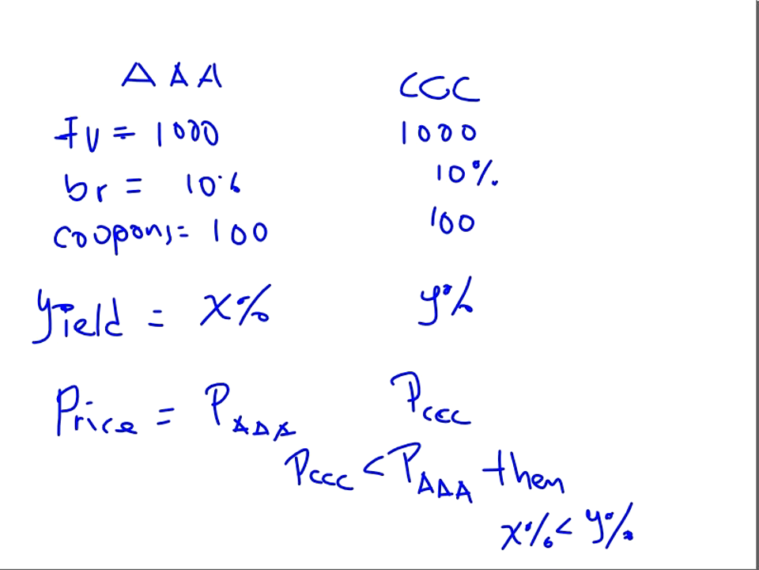The triple C bond would have a lower price than the triple A bond when everything else is equivalent in terms of face value, bond rates, and coupons. But at the same time, the yield would be higher for the bond that has more risk. In other words, if you're willing to take some risk, you might receive a better yield, but at the same time, you are running a risk of not getting your money back, and that's the essence of what's going on.